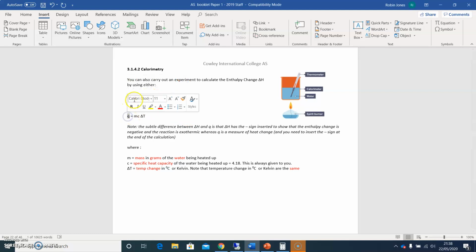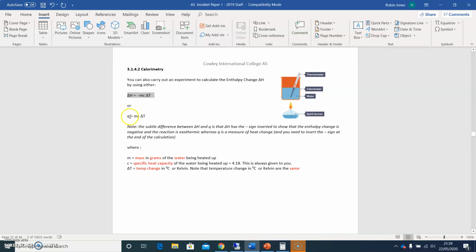Q is delta H, but it doesn't tell you whether it's exothermic or endothermic. So Q is another way of saying heat change, but it's not positive or negative. The negative isn't in there, and you never really know with Q whether it's giving out heat or not giving out heat. So if you see this equation, I would tend to ignore it and use this one instead. Delta H is minus MC delta T.